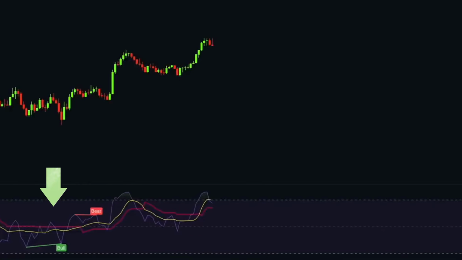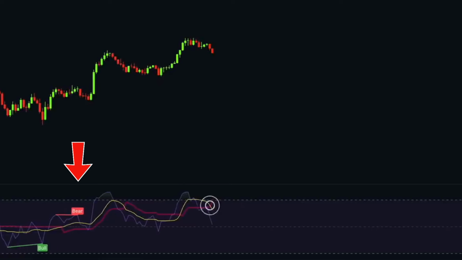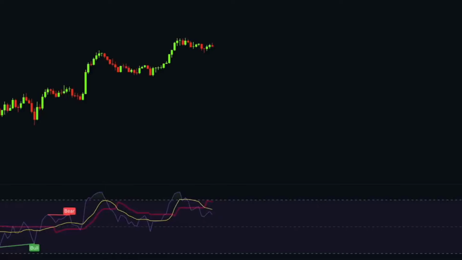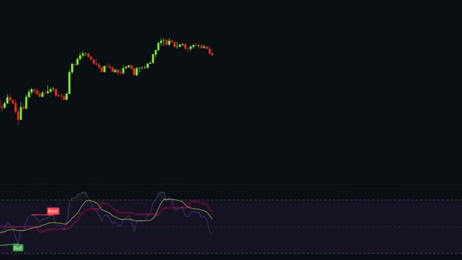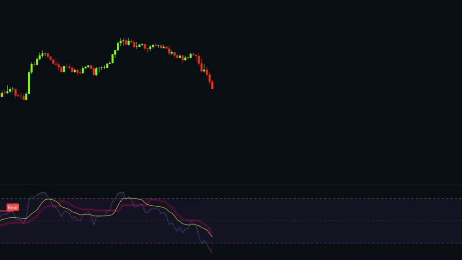Green up arrows indicate a buy signal, while red down arrows indicate a sell signal. For optimal performance, it is recommended to use this indicator in conjunction with other technical analysis tools. The indicator works well in lower time frames and can be a great addition to your strategy for refining entries.